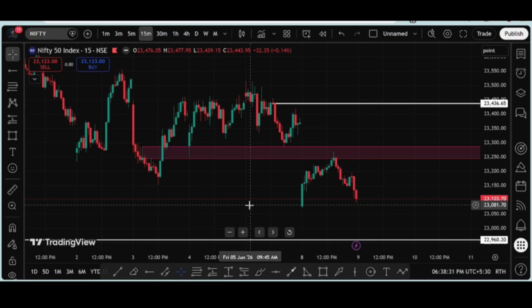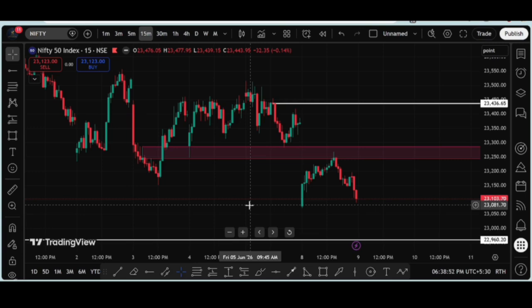So today in this video we are going to discuss the Nifty view for tomorrow based on market structure and price action. If you see, today's session was clearly bearish after the opening move, and buyers failed to hold higher levels and sellers gradually took control throughout the day.